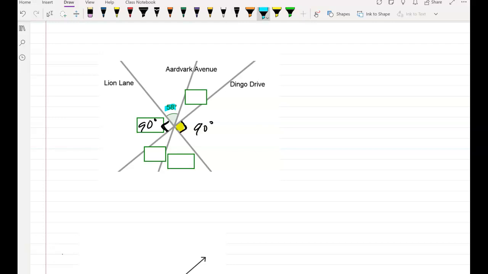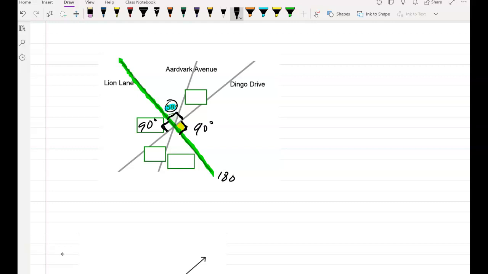And then if you look closely, we have a straight line right here. And that straight line means that's 180 degrees, right? And a straight line is 180 degrees. And if this is 90 here, then that means that this is 90 over here.